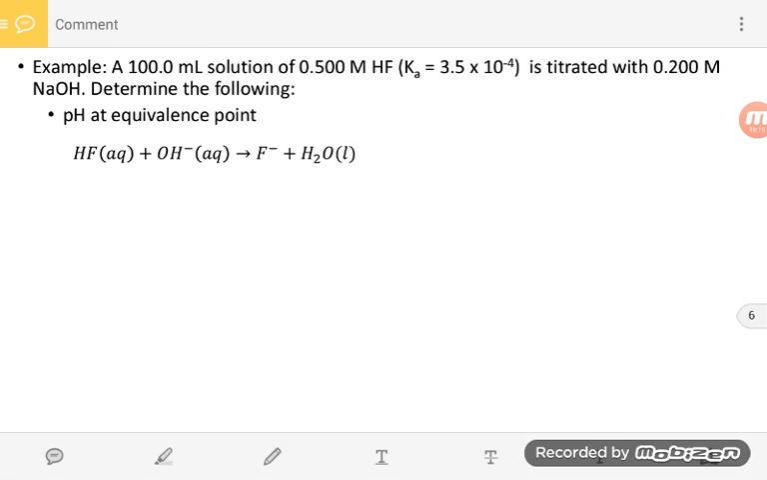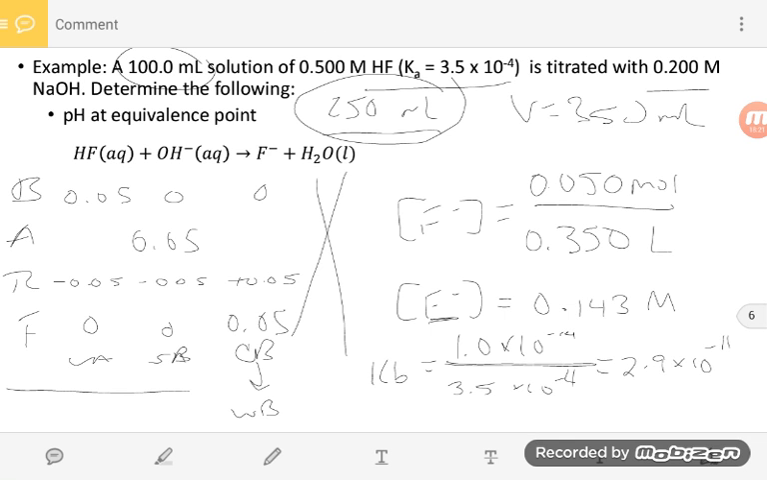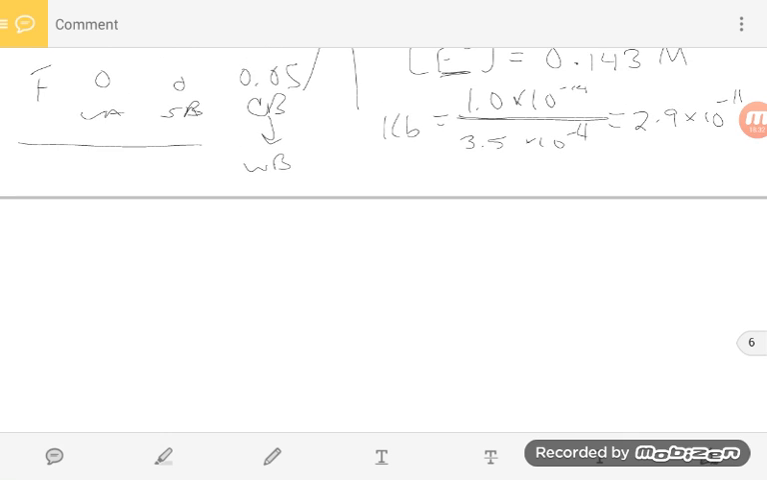So let's use what we've got here. So now all we're going to focus on, we don't have HF anymore. We don't have NaOH anymore. All we have left is this 0.143 molar F minus. So I'm just going to clear us up with some extra space here. I'll just remember those numbers. So we have F minus by itself. So the first thing we always do is write a reaction with water. F minus is a conjugate base. Bases accept. So that's going to produce HF and OH minus.